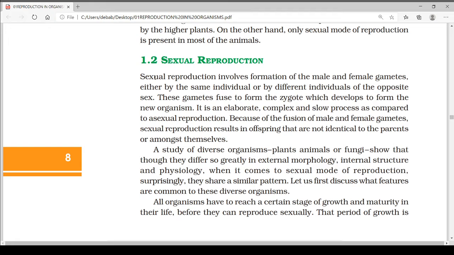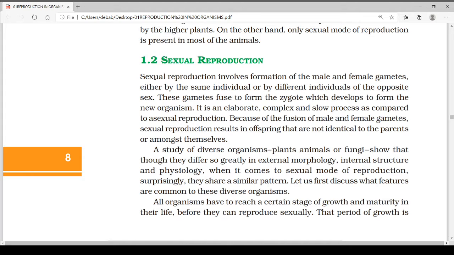A study of diverse organisms, plants, animals, or fungi, shows that though they differ so greatly in external morphology, internal structure, and physiology, when it comes to the sexual mode of reproduction, surprisingly, they share a similar pattern. Let us discuss what features are common to these diverse organisms.